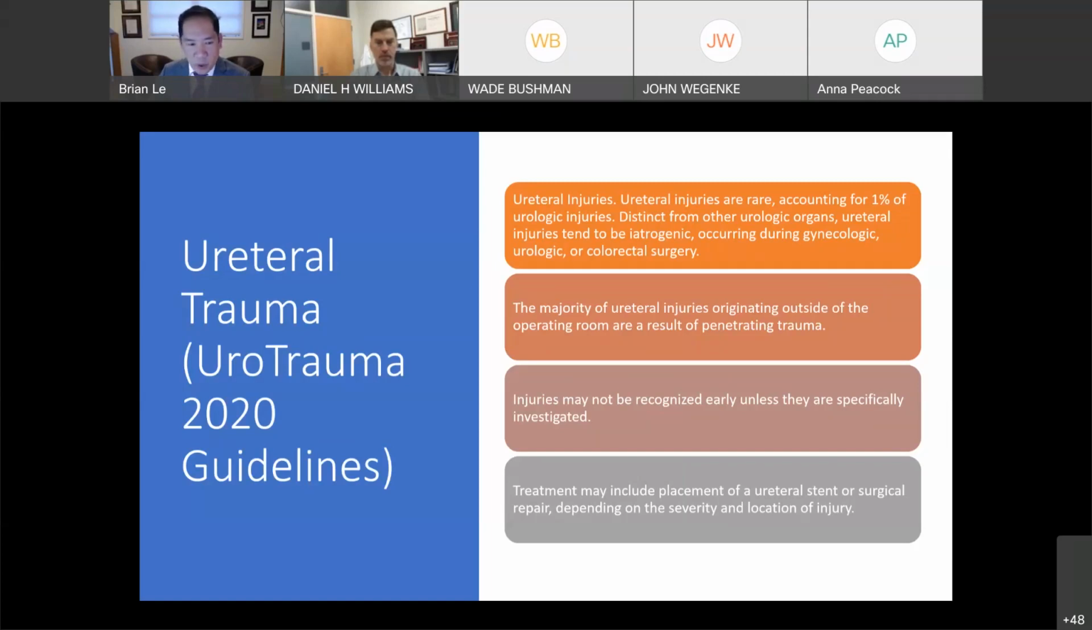And then we'll talk more about the management guidelines themselves. Today's topic really is focusing more on ureteral injury in general, so it's not purely the trauma related aspect, but we'll certainly touch on both.